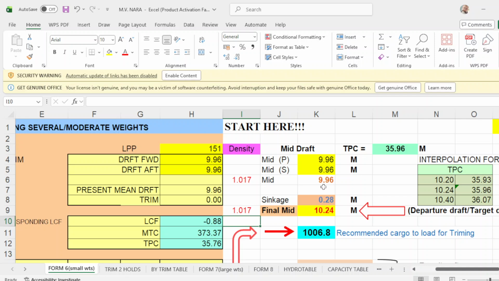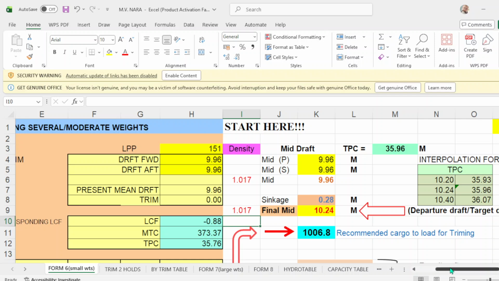So at this juncture, when he reached this drop or even keel, he said, "Chief, I stop loading, and can you please compute for the remaining cargo for trimming?" Okay, so the chief officer and the surveyor agreed when they took the drop that even keel they have forward is 9.96 and up is 9.96 and mid is 9.96, starboard and port is 9.96.